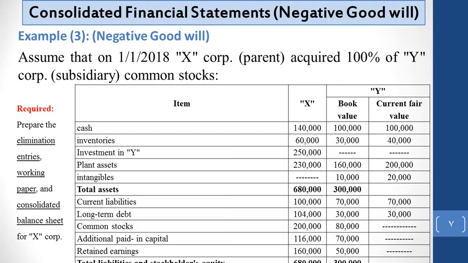So how about if we have a negative goodwill? This is an example to illustrate how we treat the negative goodwill. We have this given like the previous example. We have company X and company Y, book value of Y and current fair value of Y. And you are required to do the same, to do the elimination entries, to do the working paper and the consolidated balance sheet. Let's see how we are going to deal with this example.